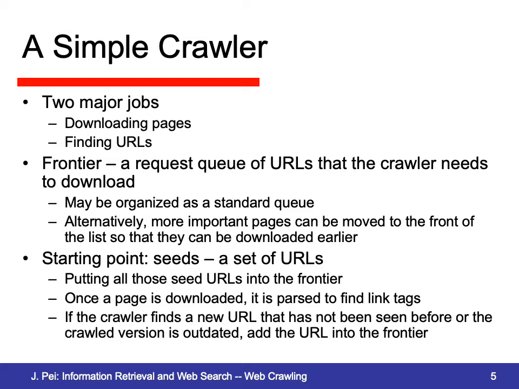Where to start? The starting point should be a set of seeds, which is a set of URLs given to the crawler as the input parameter. The simple crawler will put all those seed URLs into the frontier. Once a page is downloaded, it is passed on to find more link tags. If the crawler finds a URL that it has not met before, or the crawled version is outdated, then it adds the URL into the frontier again.